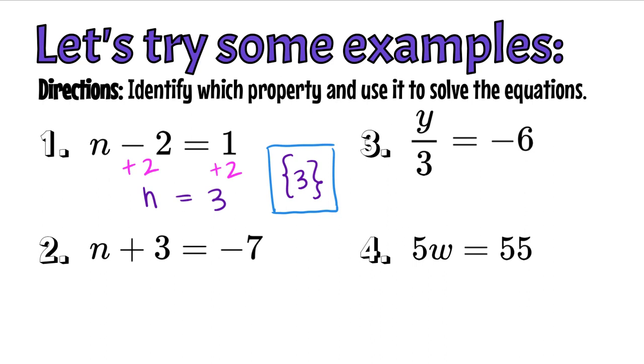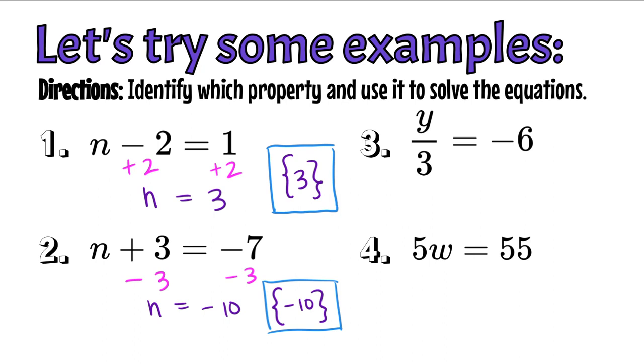Let's do number 2. In number 2, we have n plus 3 equals negative 7. So the inverse operation of plus 3, how do we undo plus 3, is we subtract 3. So we subtract 3, remember, from both sides. We can't do it on one side and not do it on the other. So we get n plus 3 minus 3 is just n. And then we get negative 7 minus 3 is negative 10. So our solution then here is n equals negative 10. And remember, we put it in our curly braces, our set notation. And of course, I always like to box my final answer.